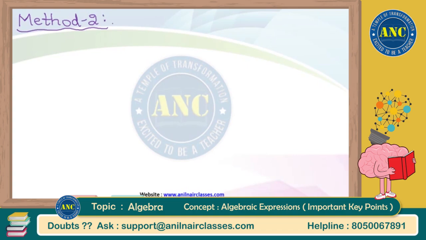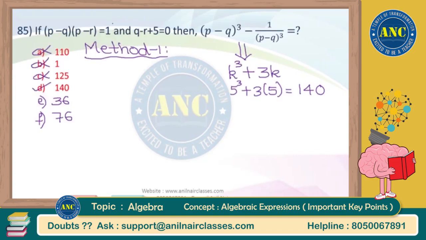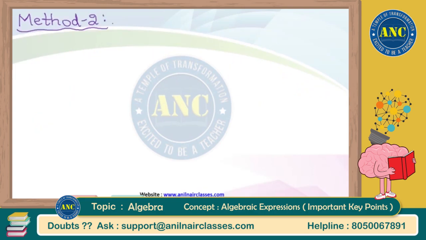Whatever they are asking you in the question, they are asking you (P minus Q) whole cube minus 1 divided by (P minus Q) whole cube. Again I am repeating, (P minus Q) whole cube minus 1 divided by (P minus Q) whole cube is what they are asking you in the question. Now see here. If I want to find that value, then I should know the value of P minus Q minus 1 divided by P minus Q.